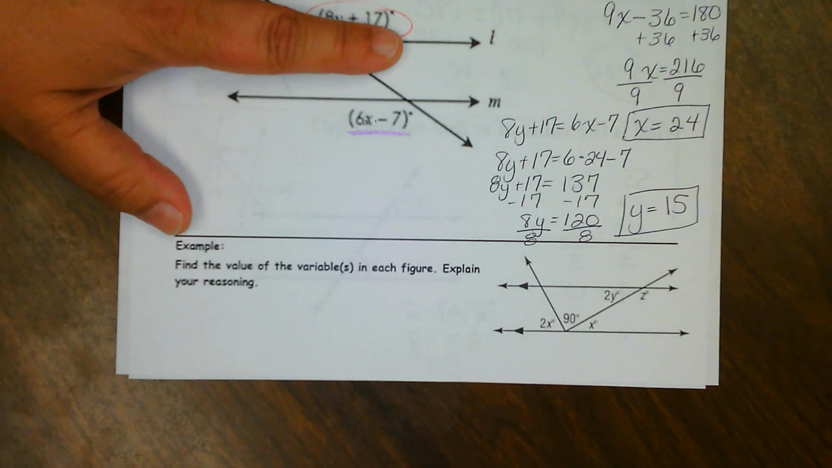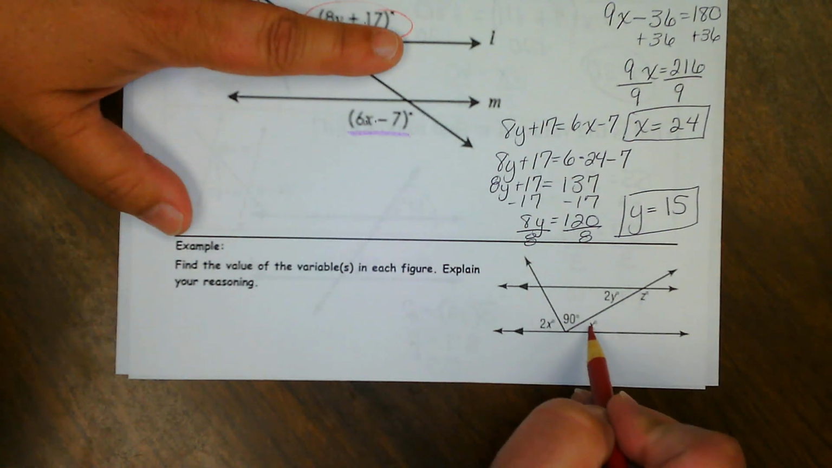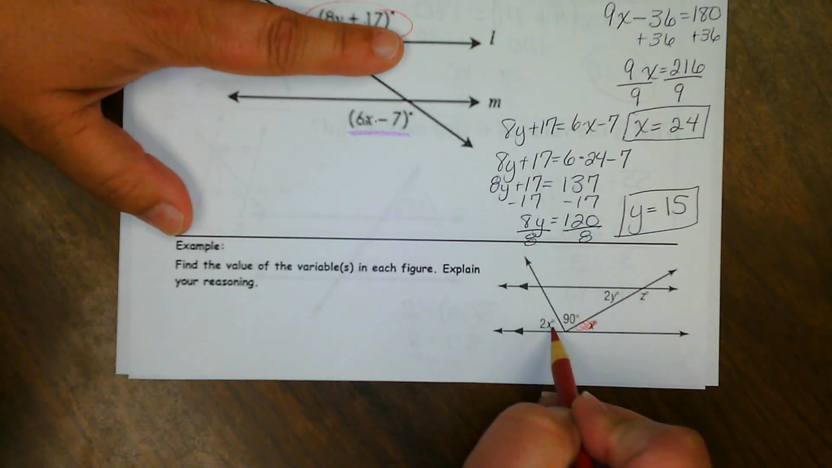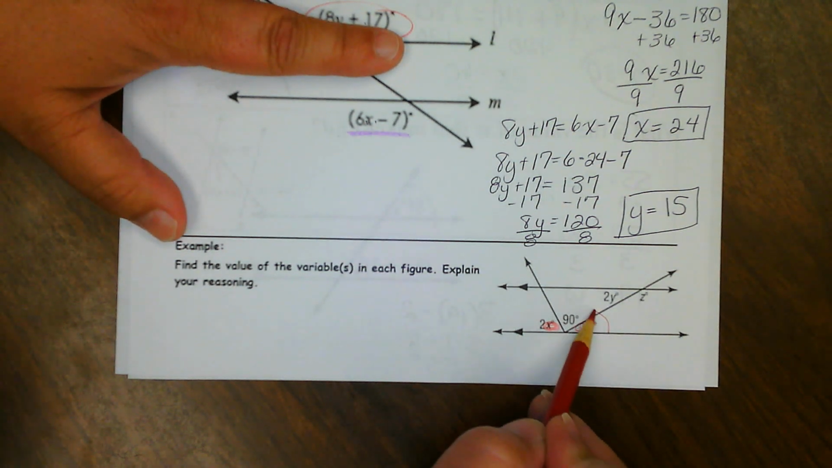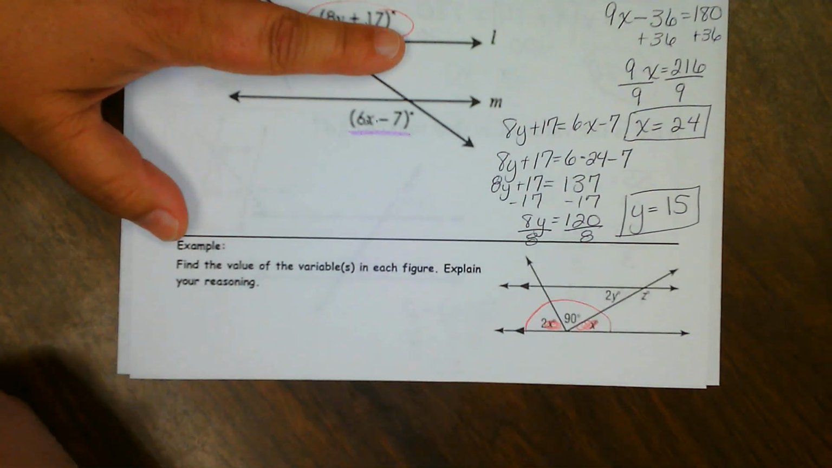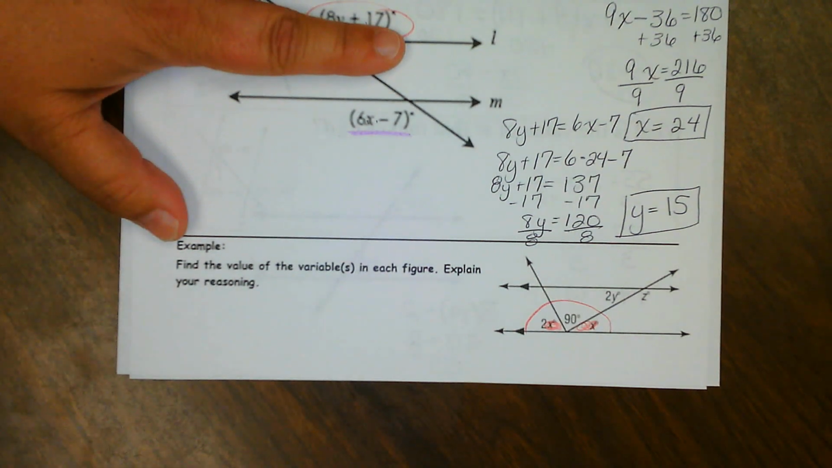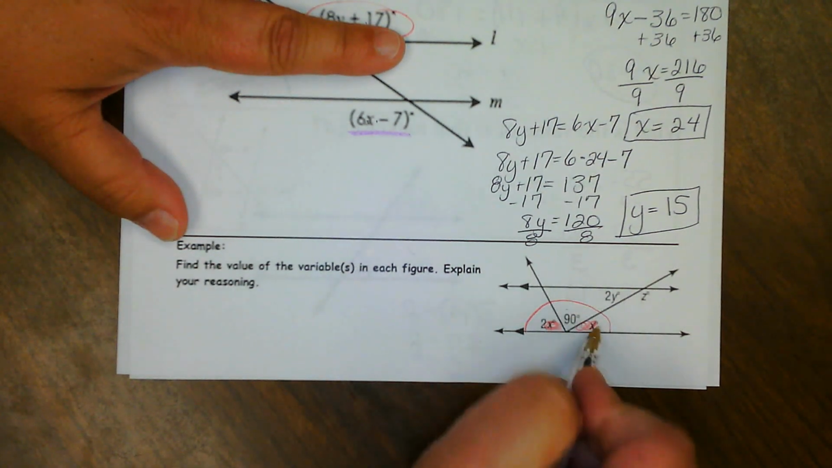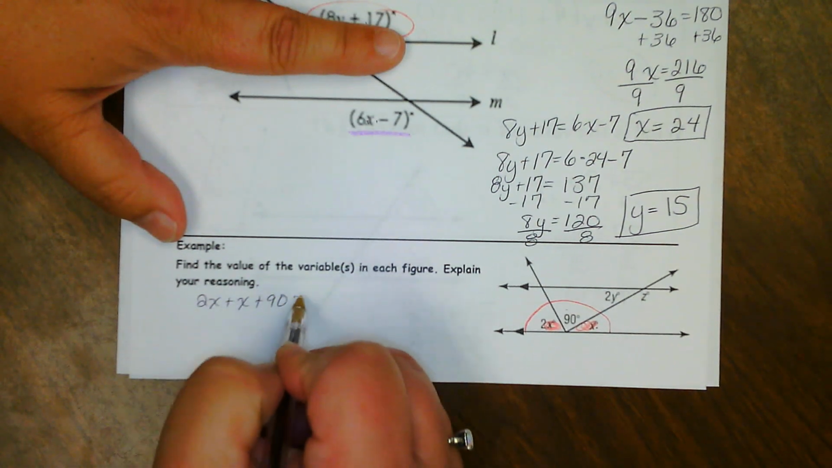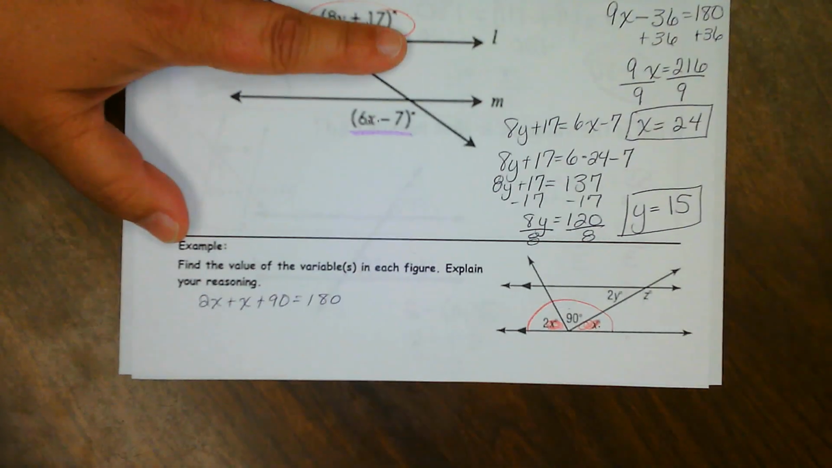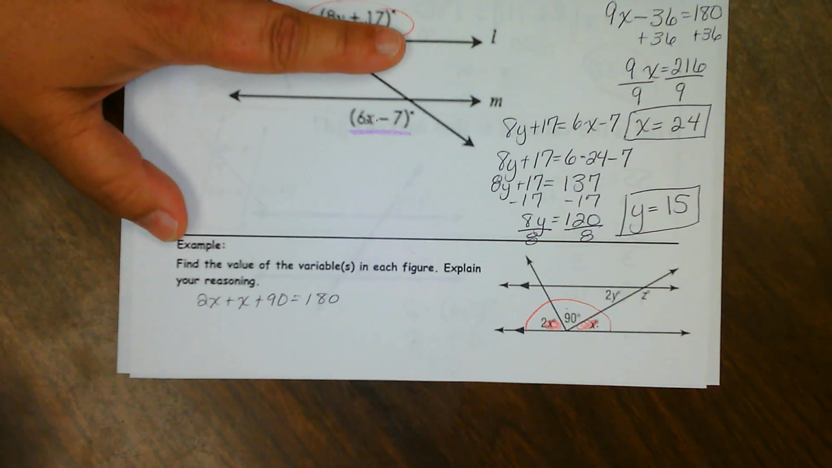Now, I want to look at just the x's, and I'm going to color the x's red. What do I know about all three of these angles down here? They equal 180. So if I take those three angles, 2x plus x plus 90, and set that equal to 180, then I can solve for x.